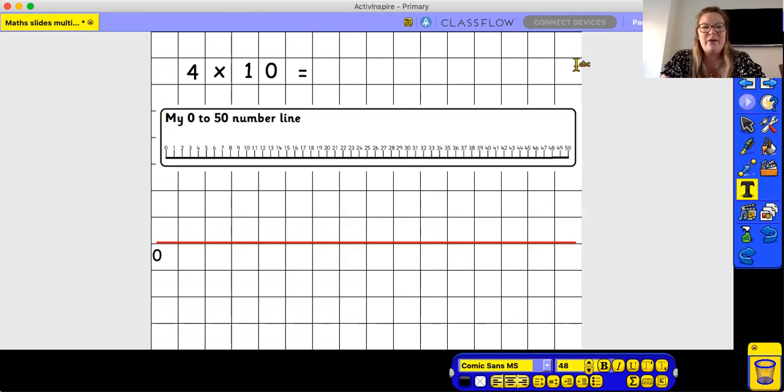Pause your video now. Well done, Year 2. Here's one last one to try by yourself. This time we're looking for the answer to 4 lots of 10. So this time your jumps are going to need to be in 10s. Pause your video and have a go with your adult now.